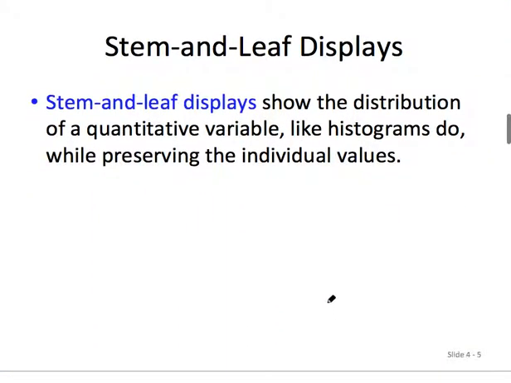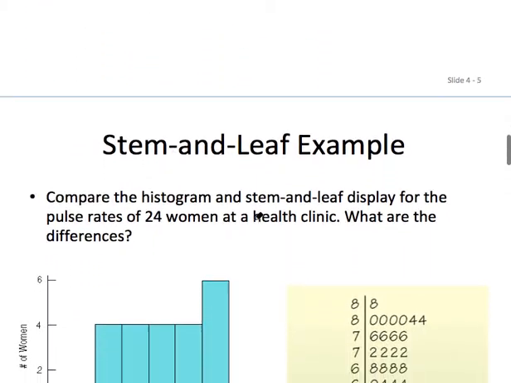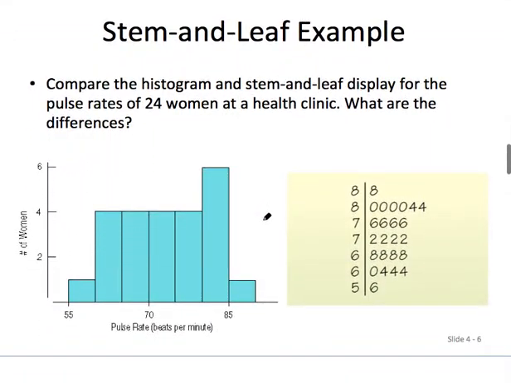The next thing is a stem and leaf. I call it a stem and leaf plot. The book calls it a stem and leaf display. It's the same thing. It shows the distribution of a quantitative variable, just like histograms do. It's just another way to see it, but it's going to preserve the individual values. And on the next slide, we have the difference between the two of them.